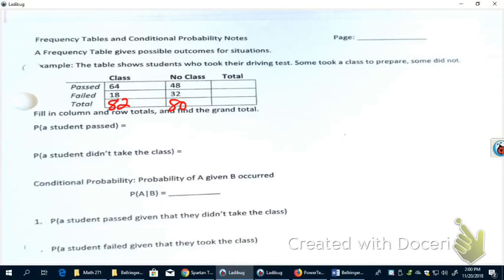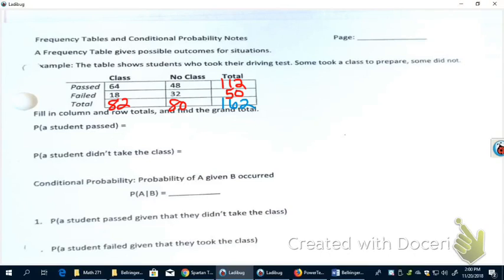So that's the 64 plus the 48. 112. And then the failed would be 18 plus 32. 50. And so then the total is 160. So the total number of people we're talking about is 162.